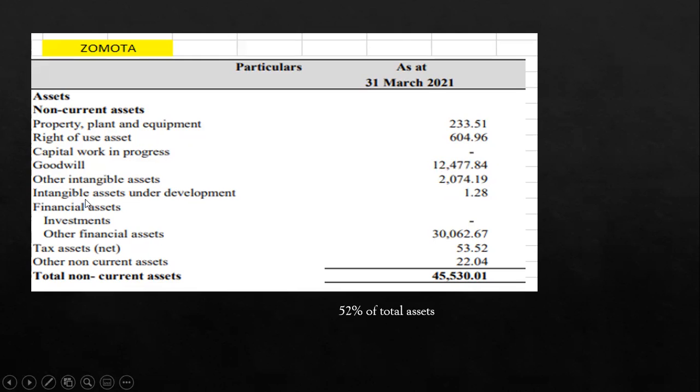And intangible assets, a small portion of the total assets are in the form of intangible assets, but we can see that there's a significant amount of financial assets sitting on their balance sheet. So non-current assets composition consists of property, plant, equipment, intangible assets and financial assets. And these non-current assets for Zomato account for about 52% of the total assets.